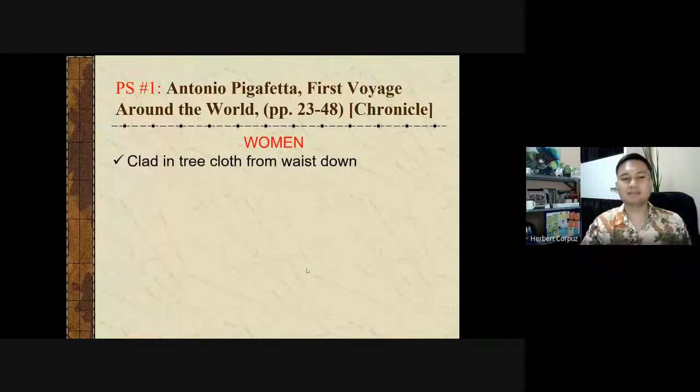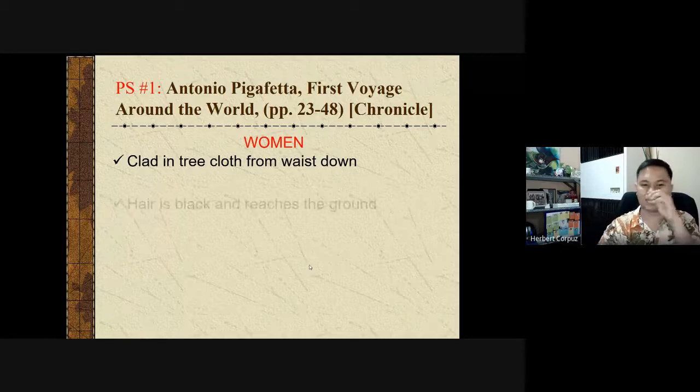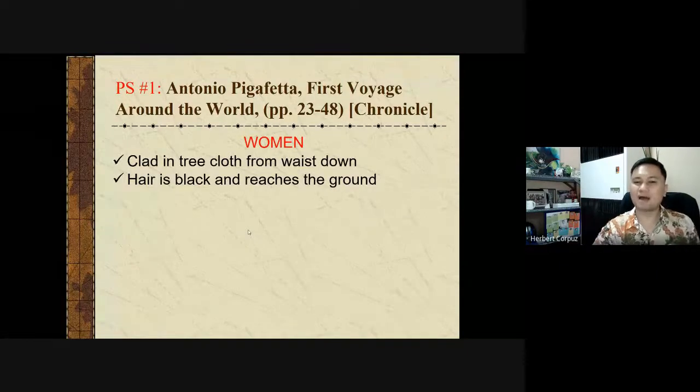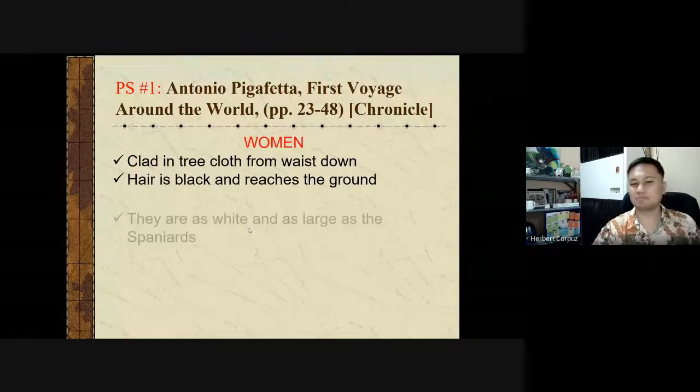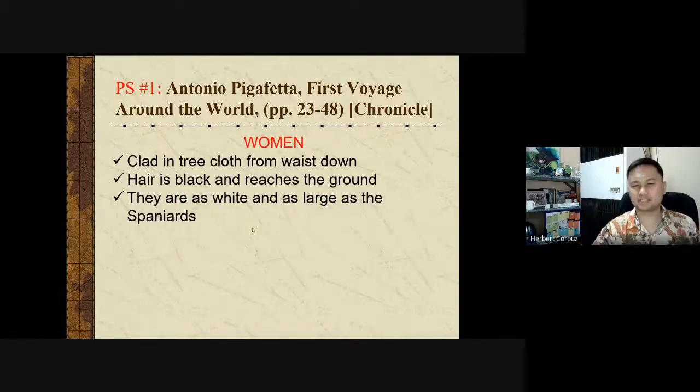For women, they are clad in three cloths from waist down. Okay, so nakapalda mga babae from waist down. Okay, walang damit pang itaas. Hair is black and reaches the ground. So other men reaches the waist. Ang mga babae reaches the ground pa yung haba ng kanilang buhok. They are as white and as large as the Spaniards. So, malalaking bulas yung mga Pilipino noon, no?